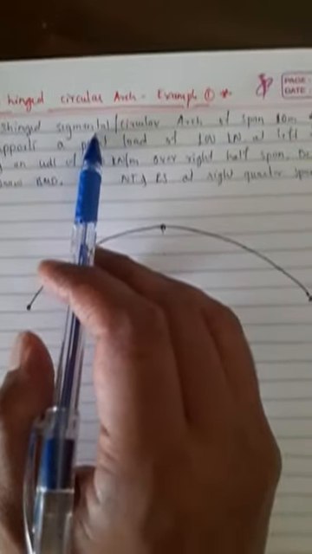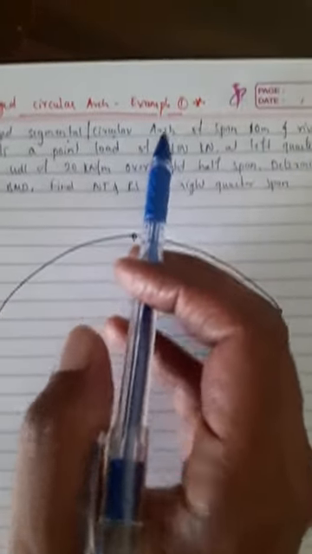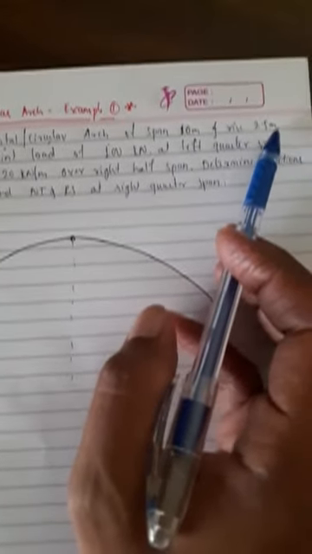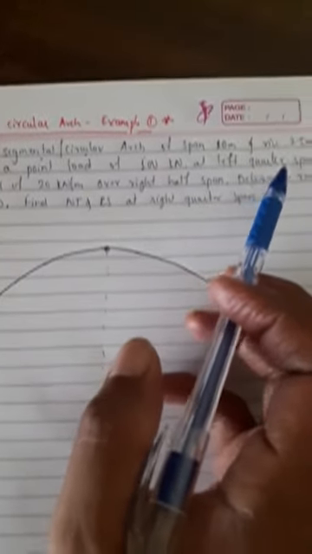Hello friends, welcome to the next session on 3-hinge circular arch. Today we will take up a numerical example. Let us note down the problem. A 3-hinge segmental or circular arch, both mean the same, of span 10 meters and rise 2.5 meters supports a point load of 100 kilonewtons at left quarter span. So let this be the arch.